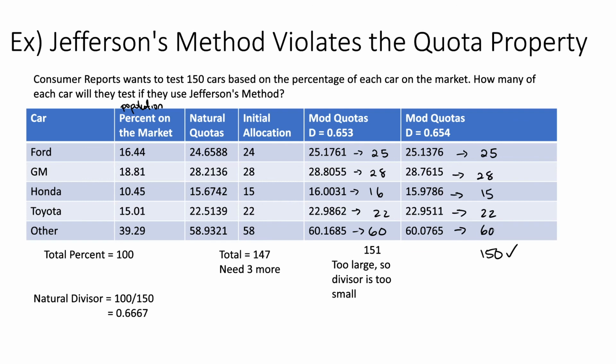So the quota property is violated here, and this is just an example of how threshold divisors don't always work out. However, in a lot of problems they do work out. They can make your life easier, but if you thought this video was really confusing and you want to focus your efforts on just understanding how to do Jefferson's method in general and rely on guess and check, that's fine. You don't have to use this if you don't want to, but if you like it and you think it's easier, feel free to use it.